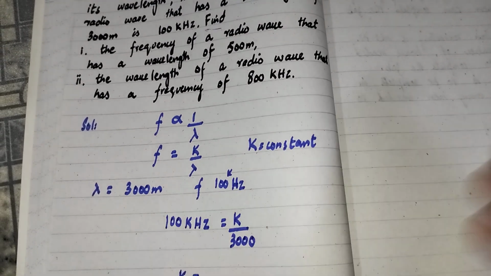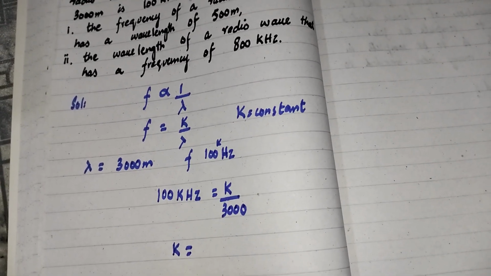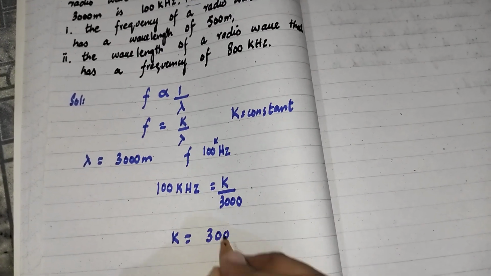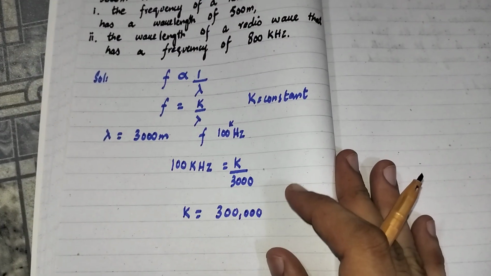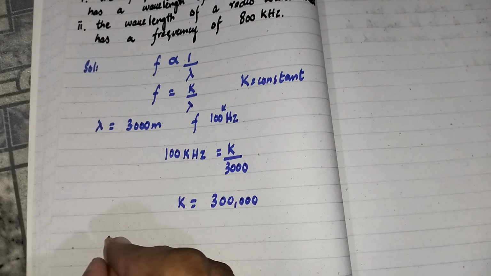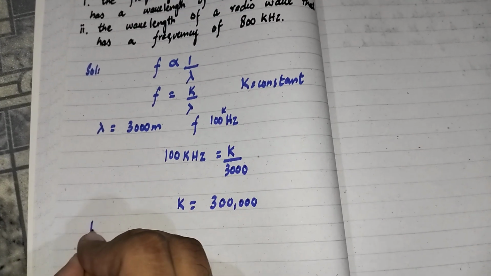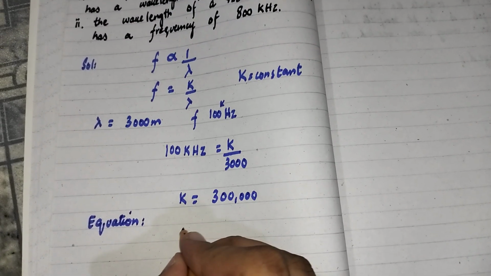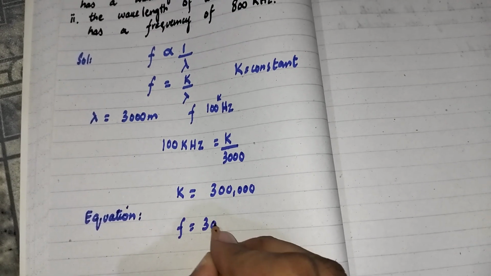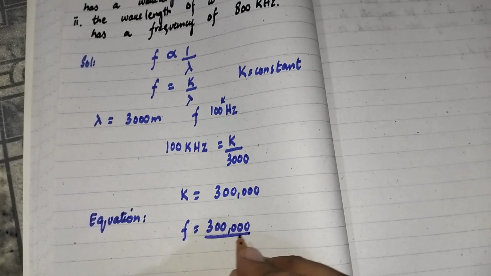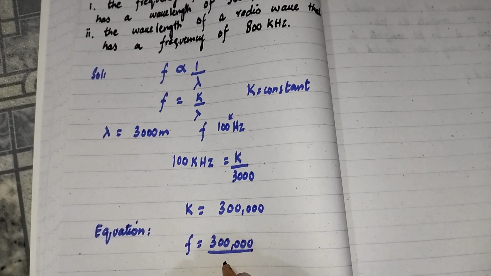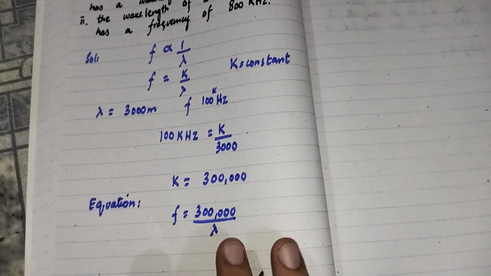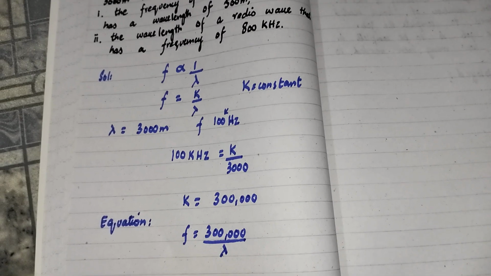So the value of k will be 3000 multiplied by 100, which is 300,000. The value of k will be 300,000. So the equation will be f is equal to k, and the value of k is 300,000, upon lambda. So this is the equation connecting f and lambda.